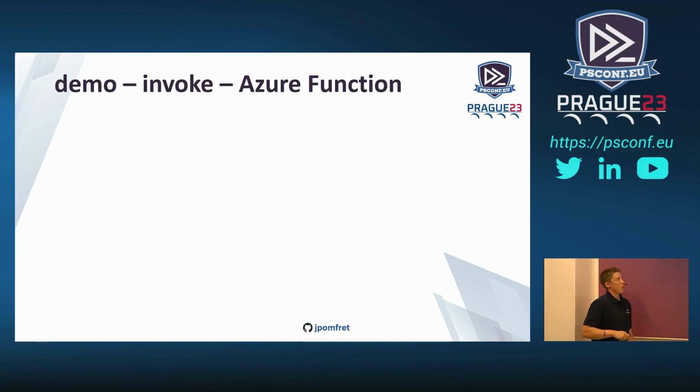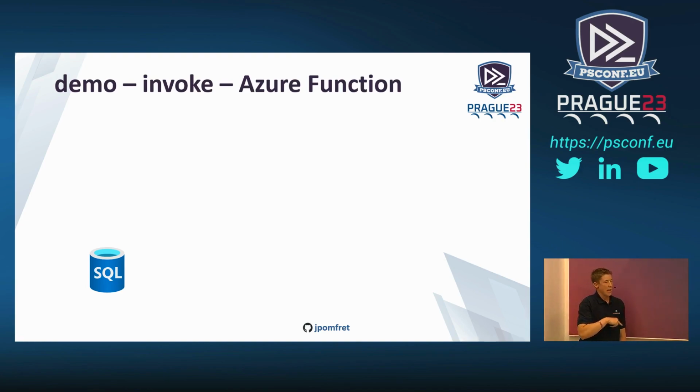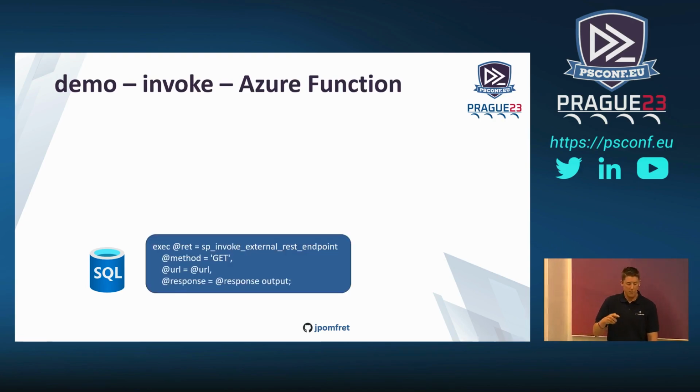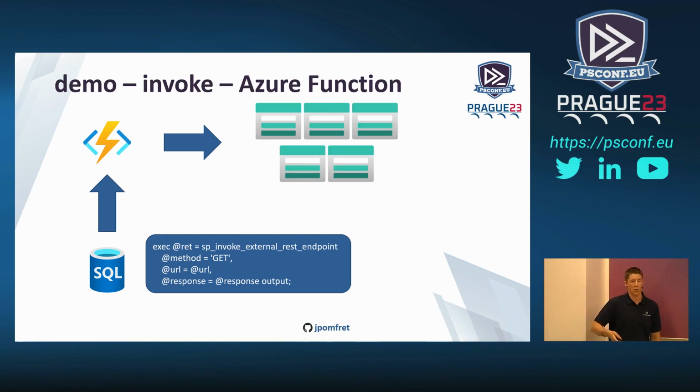For our next demo, we're going to actually want to create some Azure infrastructure. This is going to be the basis of our storage account example. Again, we'll start with our Azure SQL Database with our sp_invoke_external_rest_endpoint to be able to reach that endpoint. This time, the endpoint is going to be a function. I'm going to trigger an Azure function from my Azure SQL Database. That is going to create storage accounts in Azure.